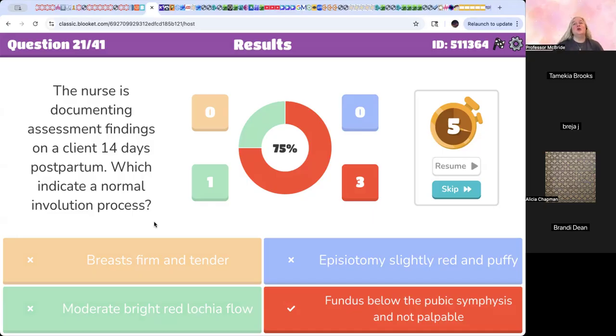Okay, so usually we have rubra for about 3 days, then it goes serosa. Serosa lasts for about 10 days to 2 weeks out, and then it should be alba after that. So by 14 days, we should be at alba. So for this patient, she should be having lochia alba, and we should not be able to palpate her uterus.